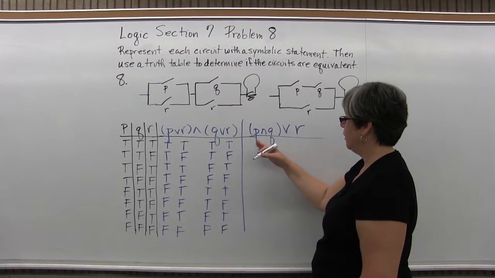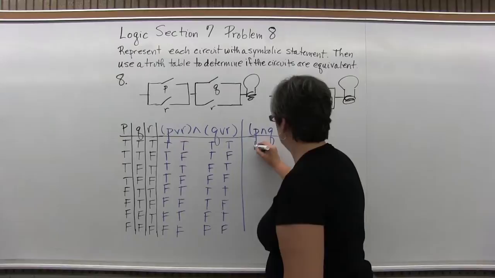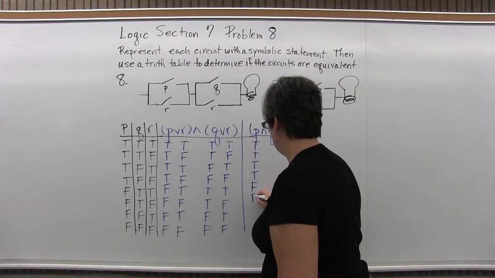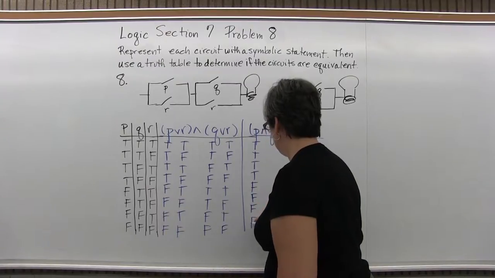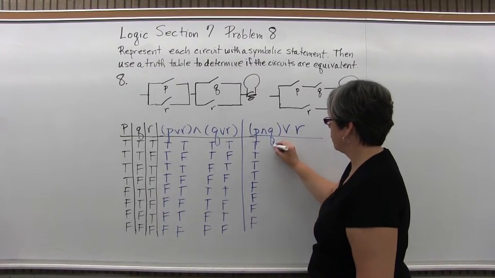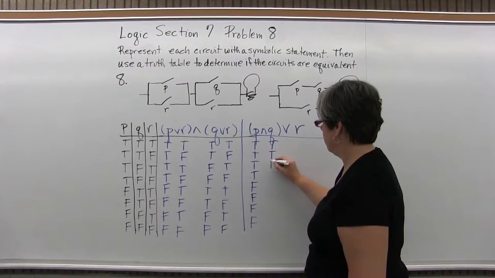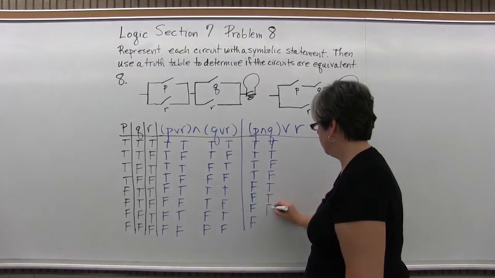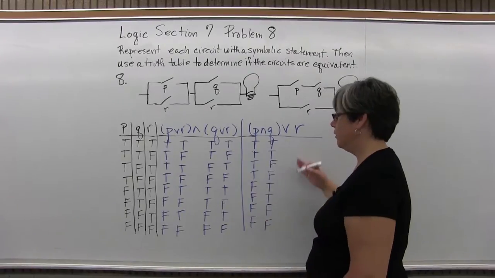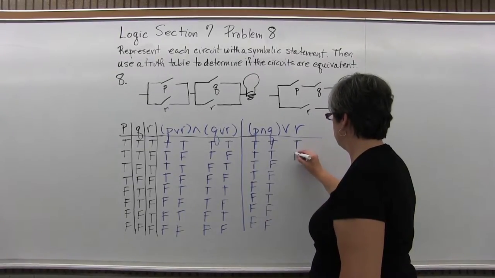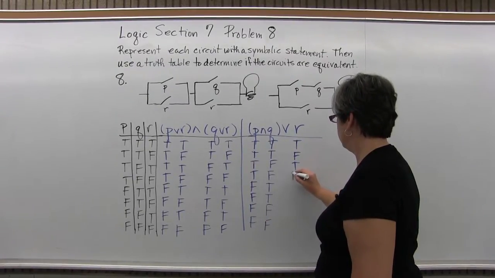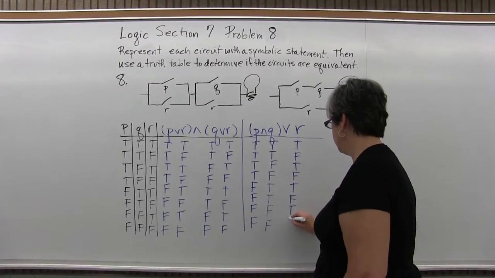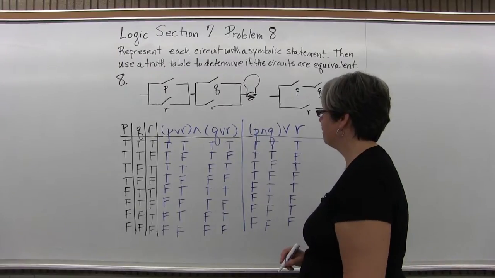And for the second here, we have P, true, true, true, true, false, false, false, false. Q, true, true, false, false, true, true, false, false. And R, true, false, true, false, true, false, true, false.